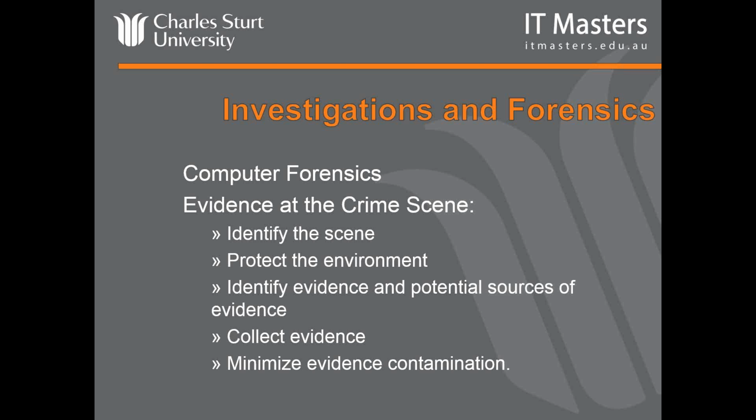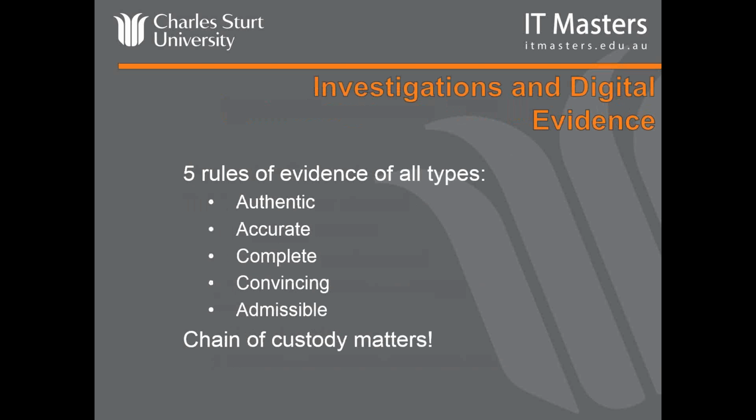So with computer forensics, digital forensics, we're starting with a crime scene. We want to protect our environment, where people have got into, find the evidence that's there, identify any potential sources, collect it, and minimize contamination. Five rules: evidence needs to be authentic, accurate, complete, convincing, and admissible. And chain of custody does matter.